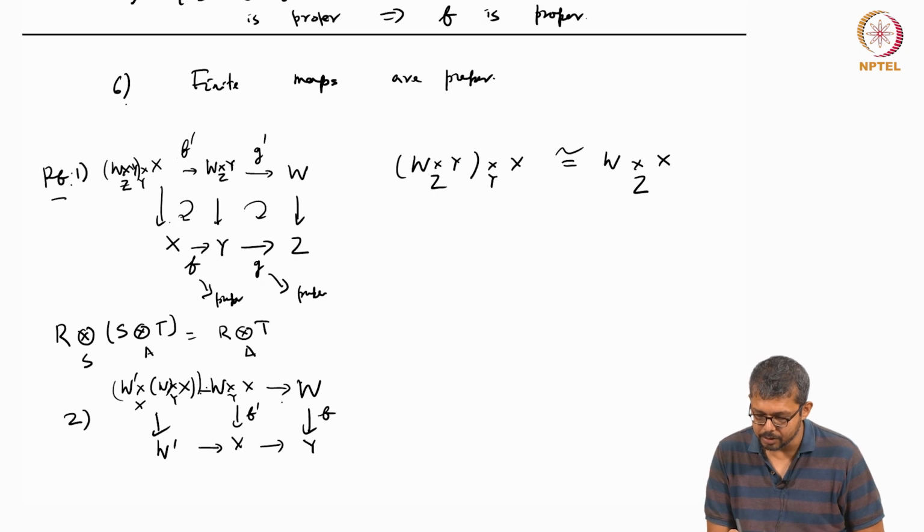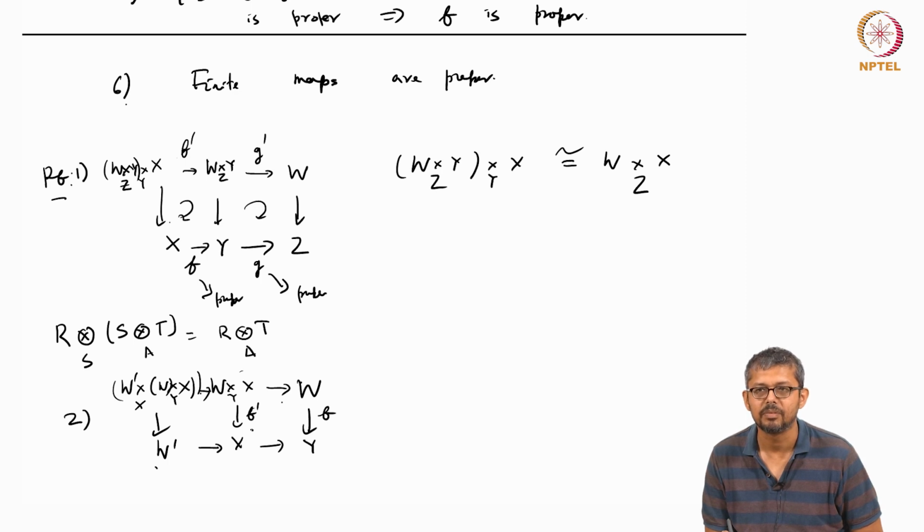So, now you want to prove this is closed, but this map is the fiber product of this map along with the composition, right? Because f is proper, we will say that this is closed, but that means that this is proper, right?